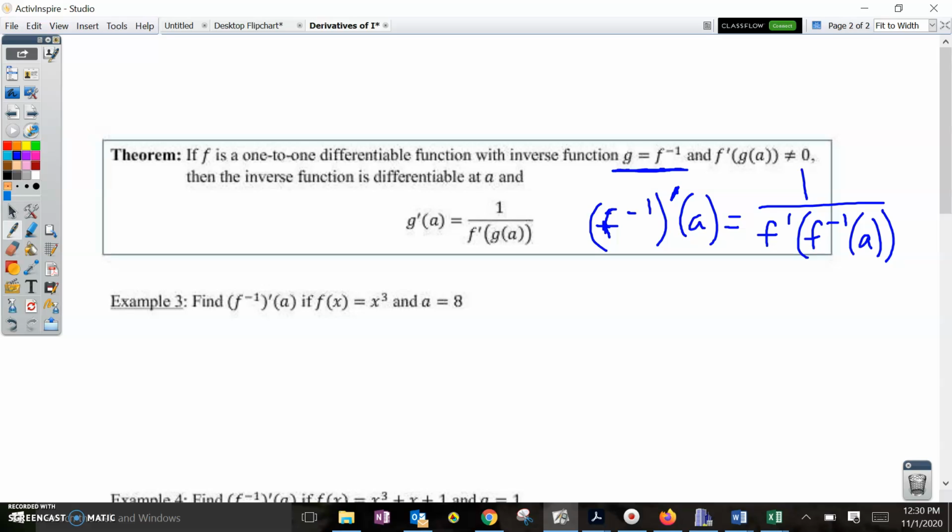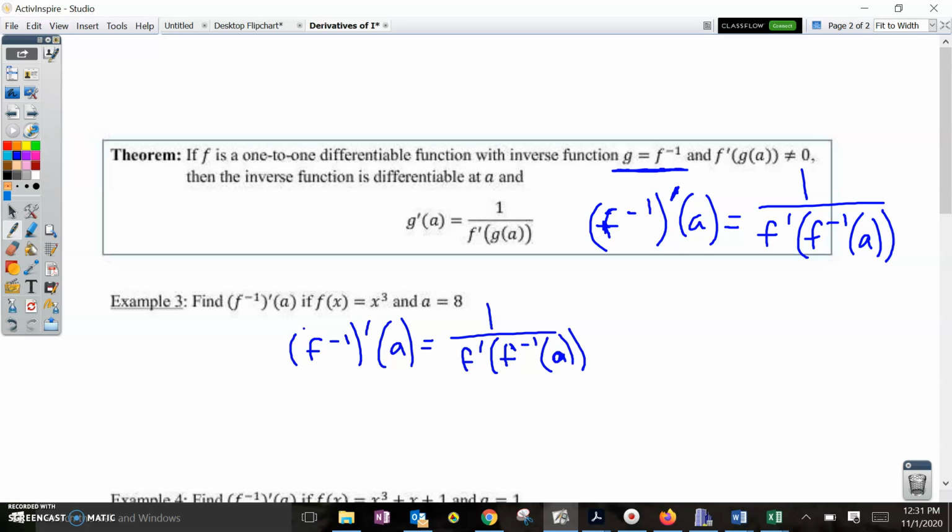So let's start with example 3. We're going to find the derivative of the inverse at a if f of x is equal to x cubed and a is equal to 8. So the derivative f inverse prime of a is going to be equal to 1 over f prime of f inverse of a.